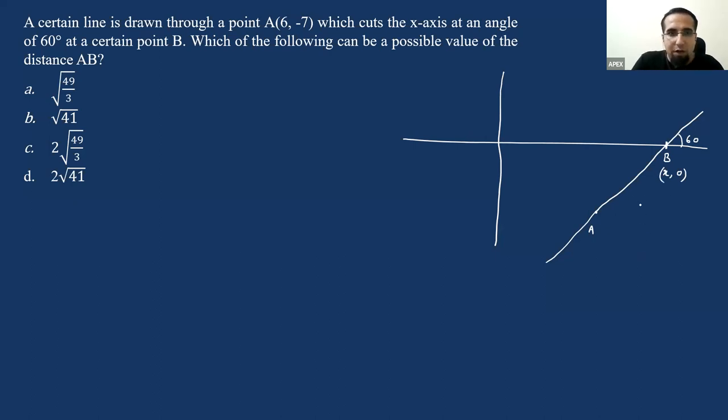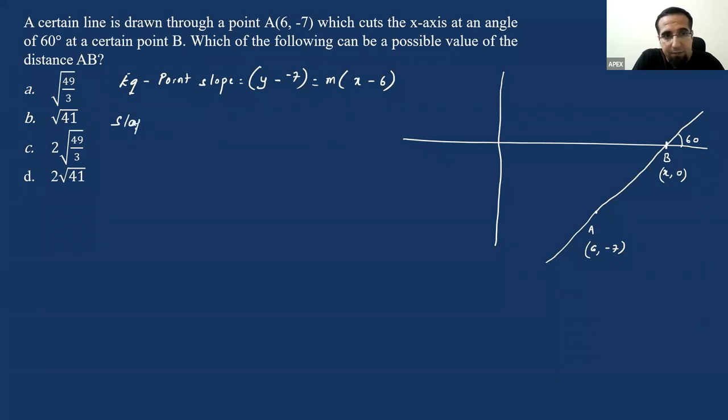Clear? Now, I have a line. I am already having a point that is (6, minus 7), and I have a slope. So, can I have the equation of a line, which is the point-slope equation, right? I repeat, the point-slope equation of a line is y minus y1, which is y minus of minus 7, is equal to slope into (x minus x1). What is slope here? Slope, I can also calculate as tan theta.